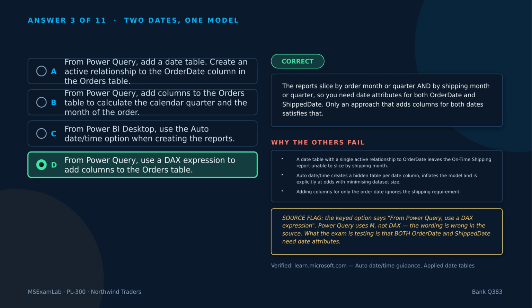One more thing, source flag, the keyed option says from Power Query use a DAX expression. Power Query uses M, not DAX. The wording is wrong in the source. What the exam is testing is that both order date and shipped date need date attributes. Verified against Learn Microsoft, Auto Date Time Guidance applied date tables.